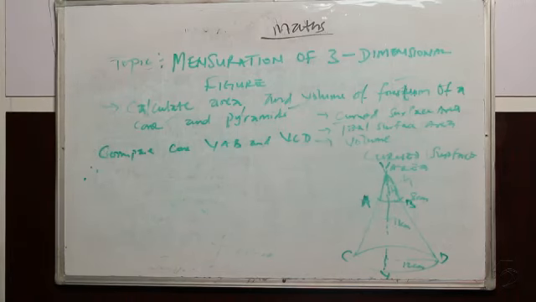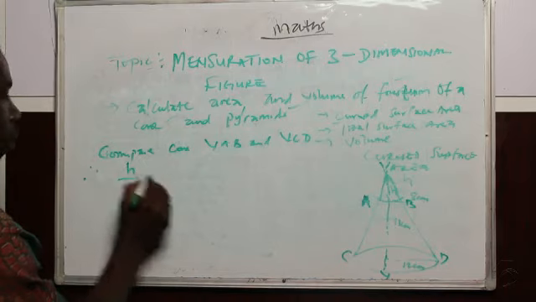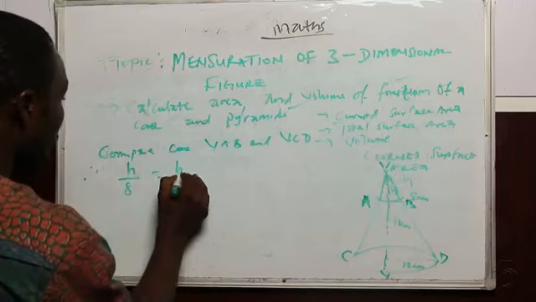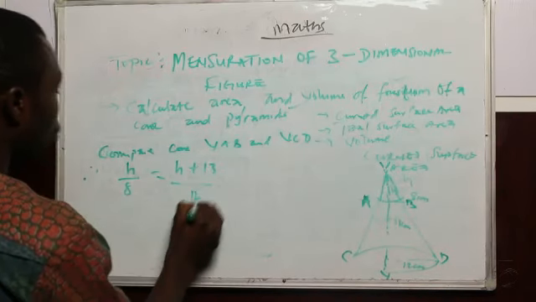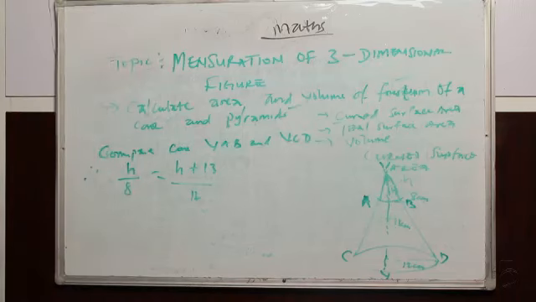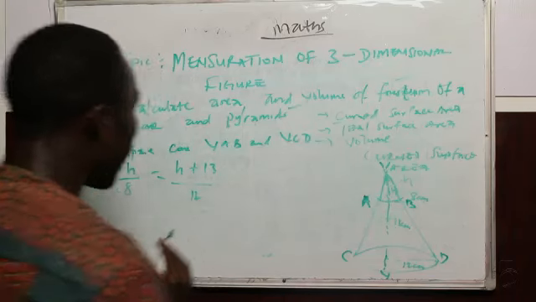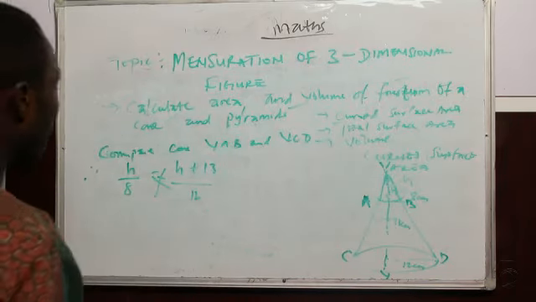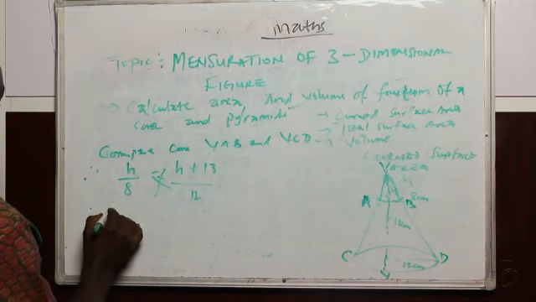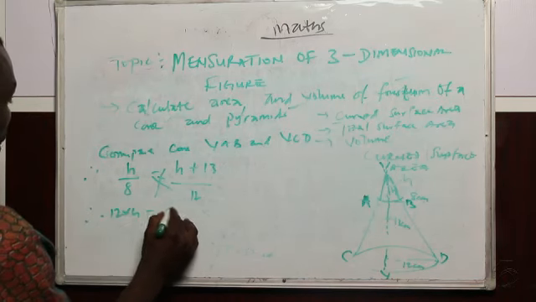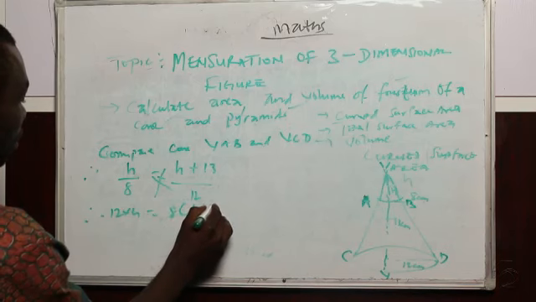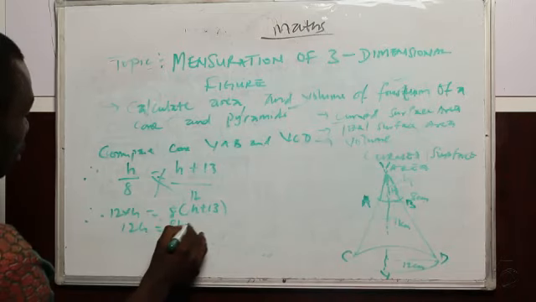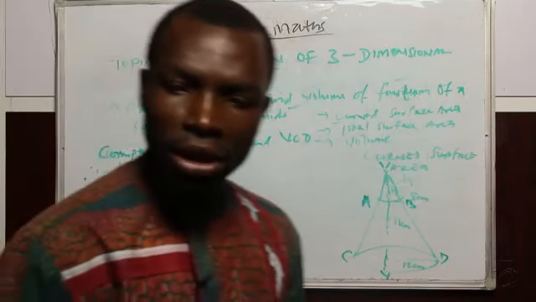Good. We now have H over 8 equal to H plus 13 over 12. So as for us to find our height H, how do we find it? By cross multiplying. Therefore, 12 times H equal to 8 bracket H plus 13. Now we have 12H equal to 8H plus 8 times 13.